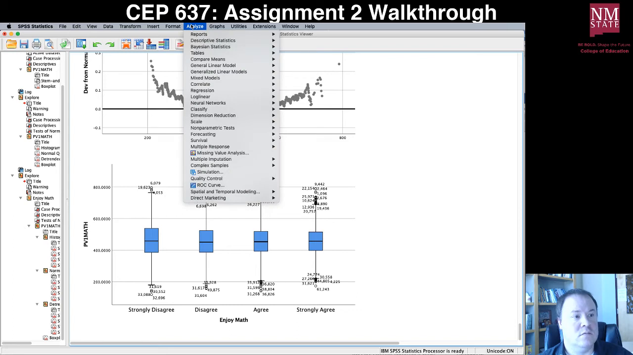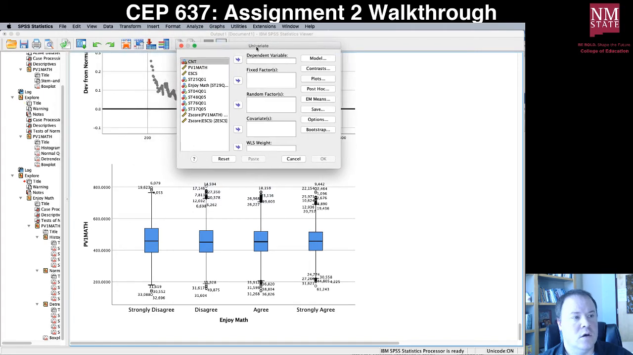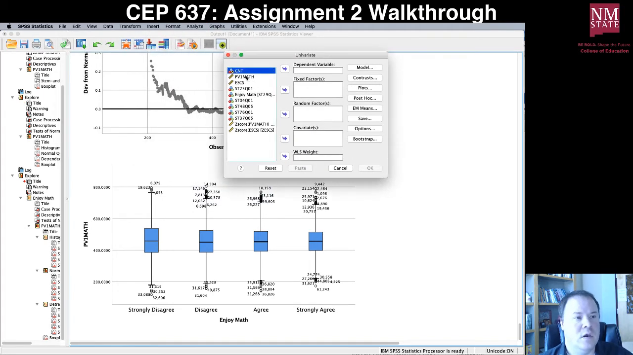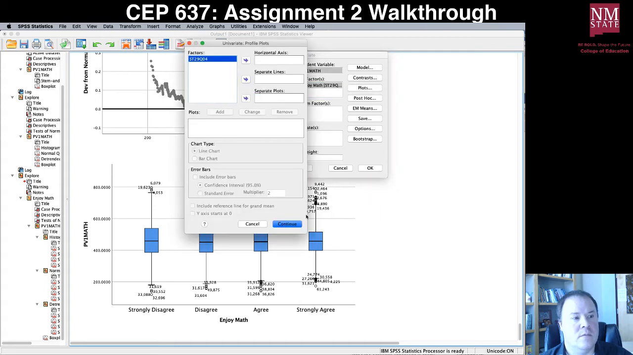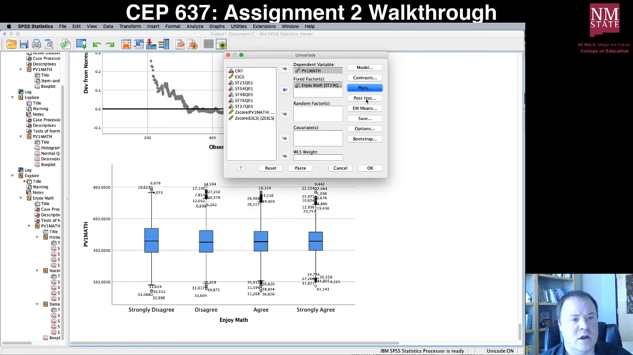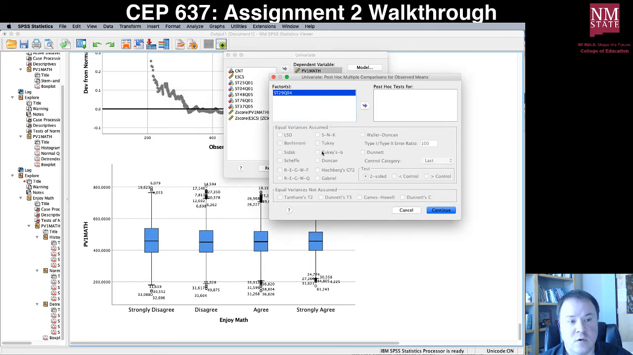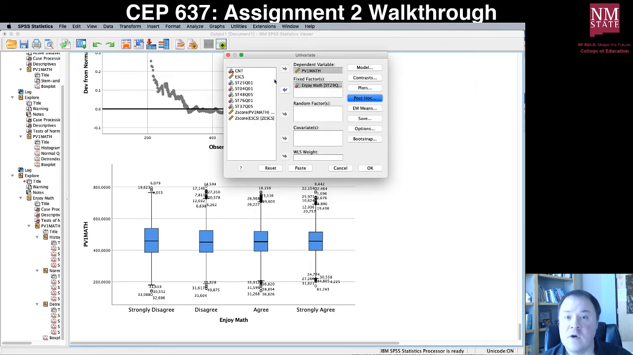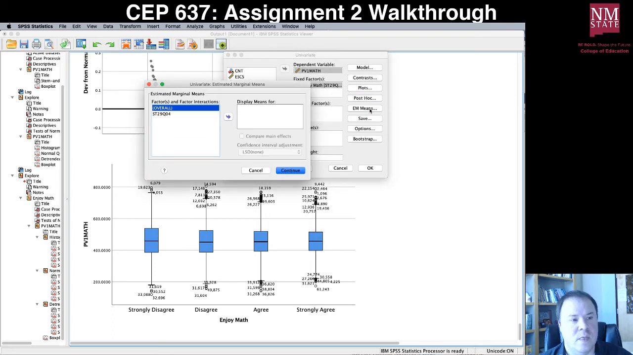All right, so general linear model, univariate. The dependent variable is PV1 math. The fixed factor is enjoying math. Under plots, I think we are just going to go with the basic plot that already is there. It will spit it out in a moment. Post-hoc, we're going to deal with this later. Let's see if we get a statistically significant result.